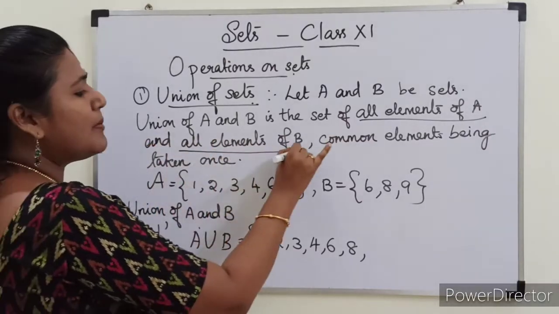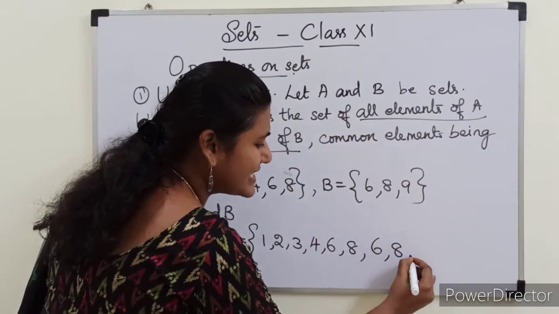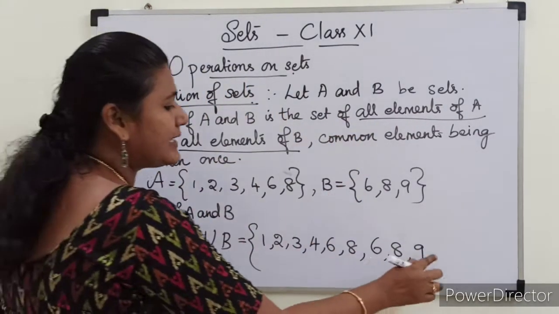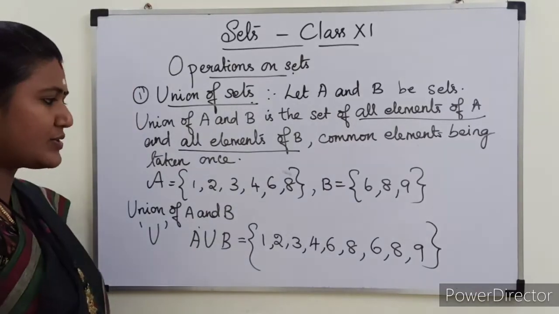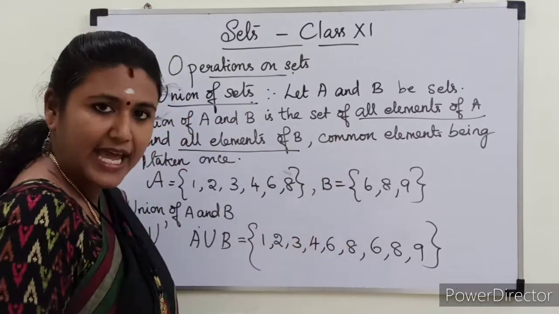Then all elements of B. We will write all the elements of B also: 6, 8, 9. And a common element being taken once. So here if you see, 6, 8 is the common element for both A and B.